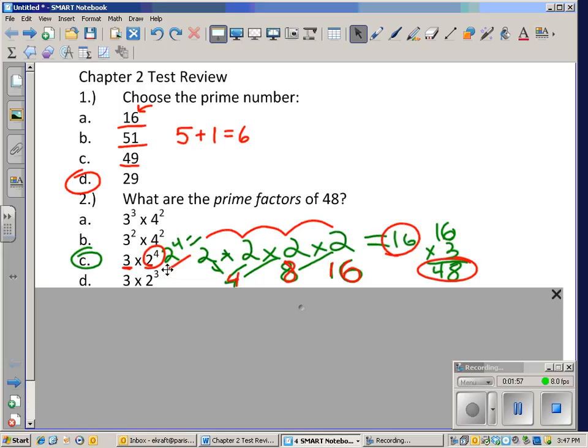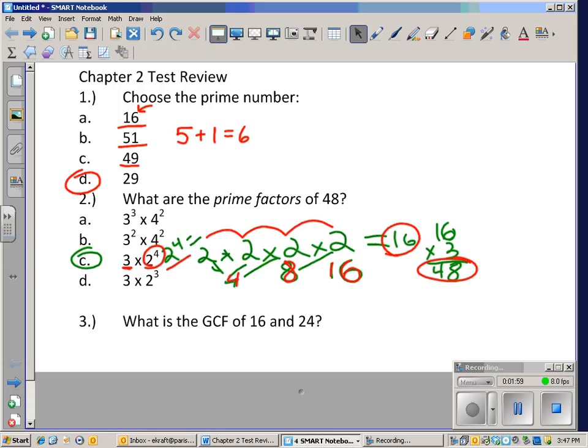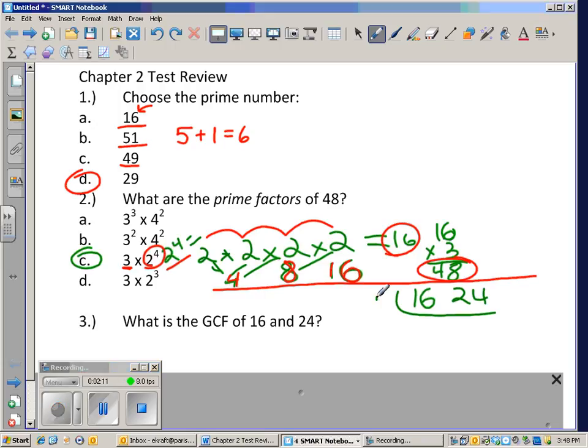Very good. Let's move on and go to the greatest common factor for 16 and 24. Figure that one out. See if you can get the answer. Come back as soon as you do, and we'll see you in a moment. Hi, welcome back, and our special guest is trying to find the greatest common factor of 16 and 24.